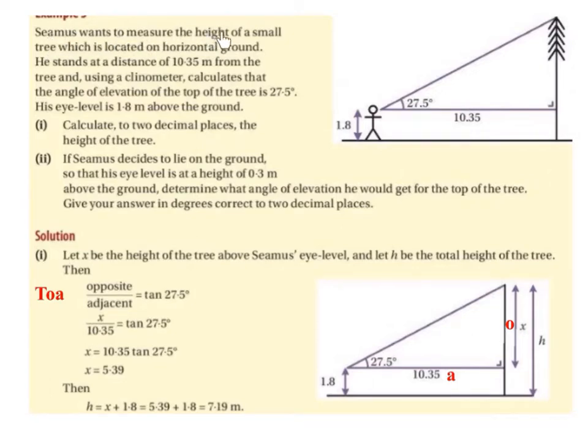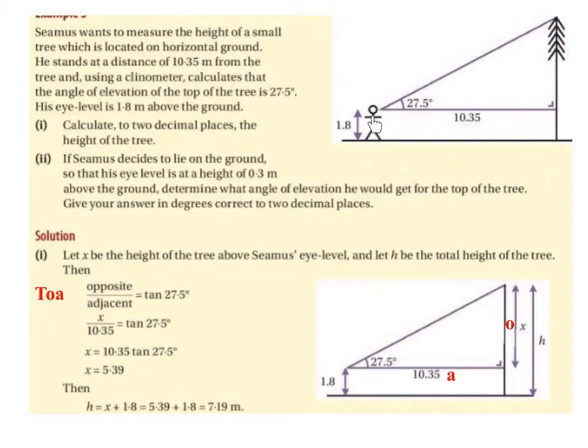Seamus wants to measure the height of a small tree which is located on horizontal ground. He stands at a distance of 10.35 meters from the tree and, using a clinometer, calculates that the angle of elevation of the top of the tree is 27.5 degrees. His eye level is 1.8 meters above the ground.